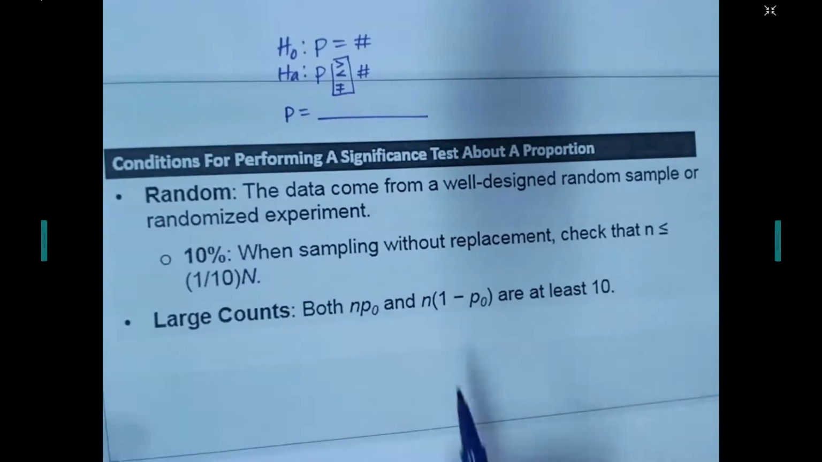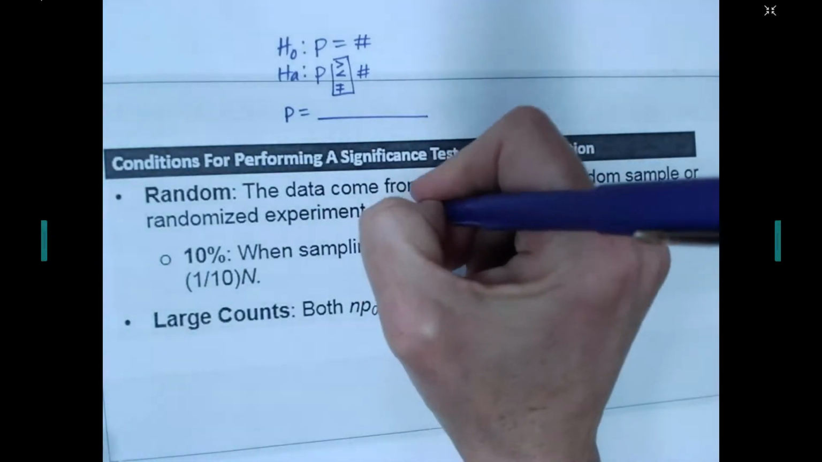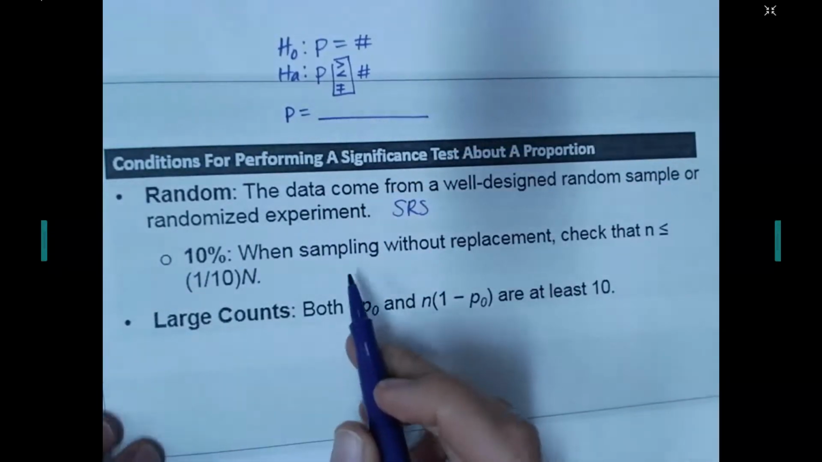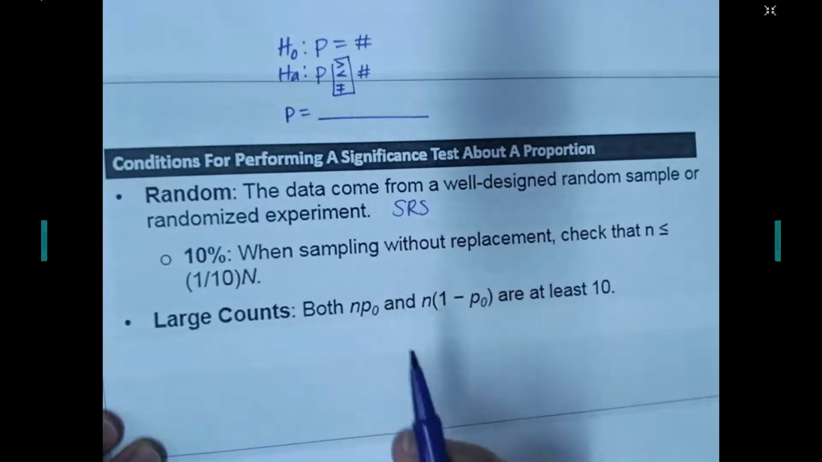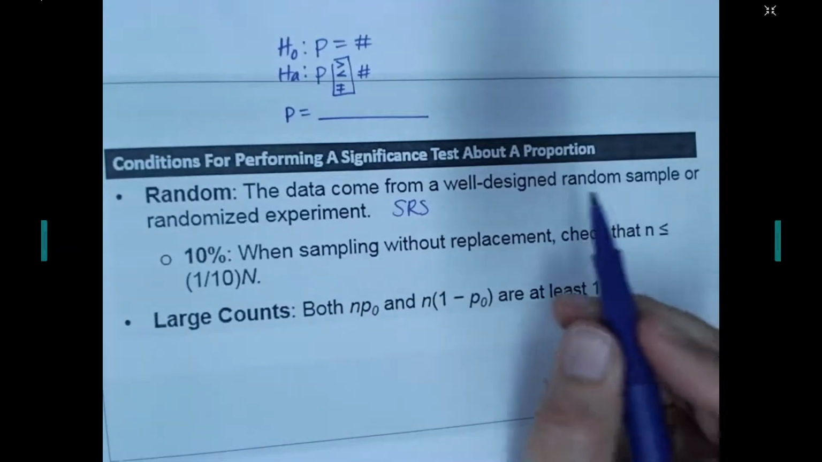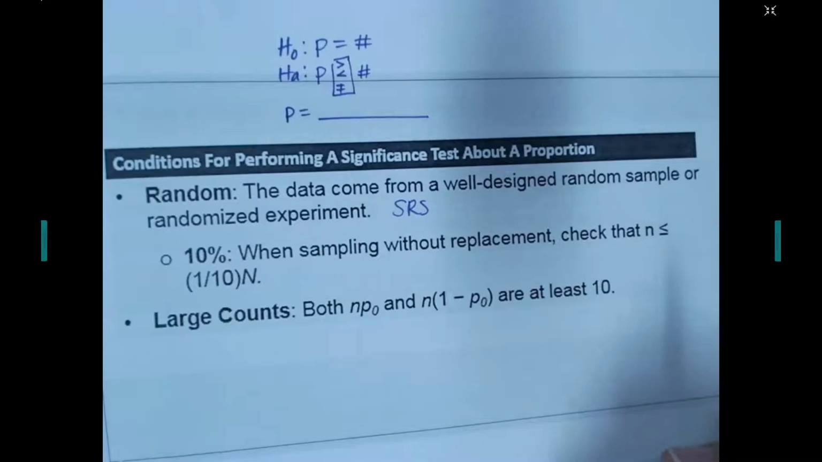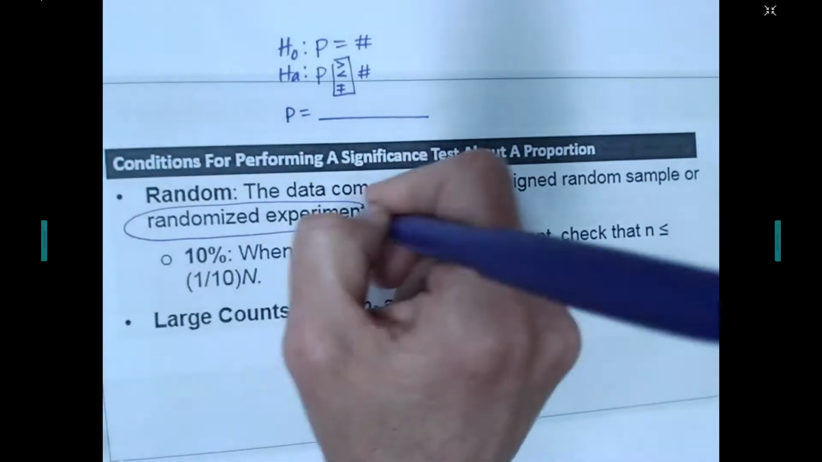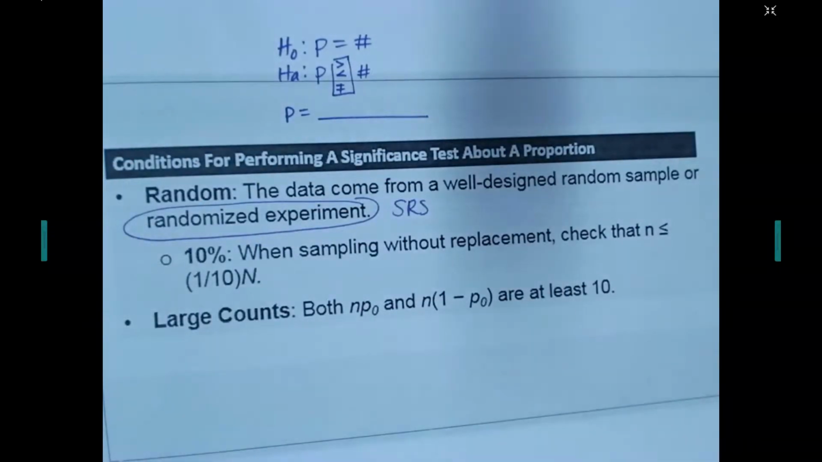Okay, same conditions we've been doing. It's got to be an SRS. We got to make sure that if it is an SRS, then we check the 10% condition. Now, are there going to be times when it's not an SRS in a test of significance? Yeah. Because sometimes we are going to have an experiment. And remember, back in Chapter 4, a lot of times we can't do experiments with samples, right? We can't demand that people take these treatments. So here's what's going to happen.